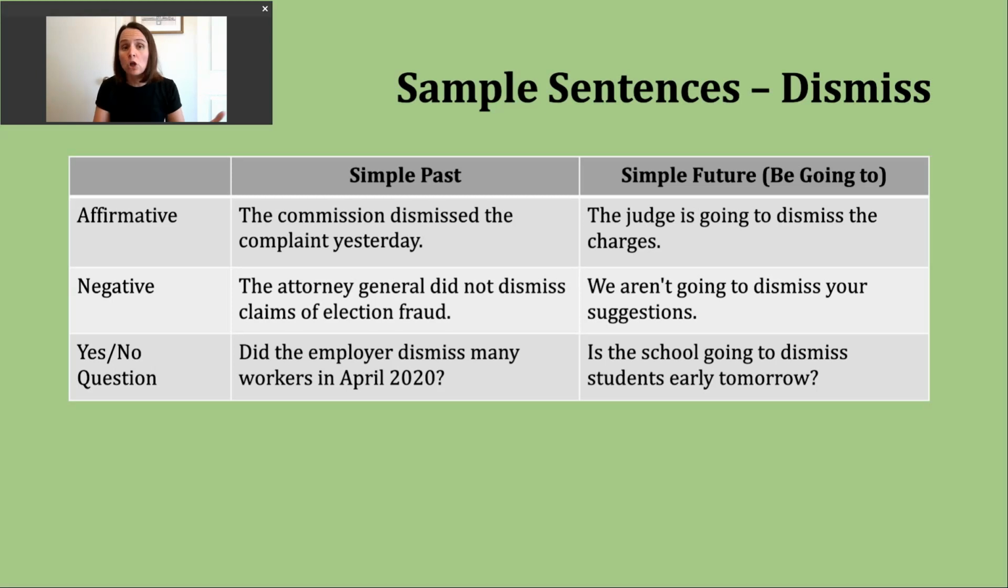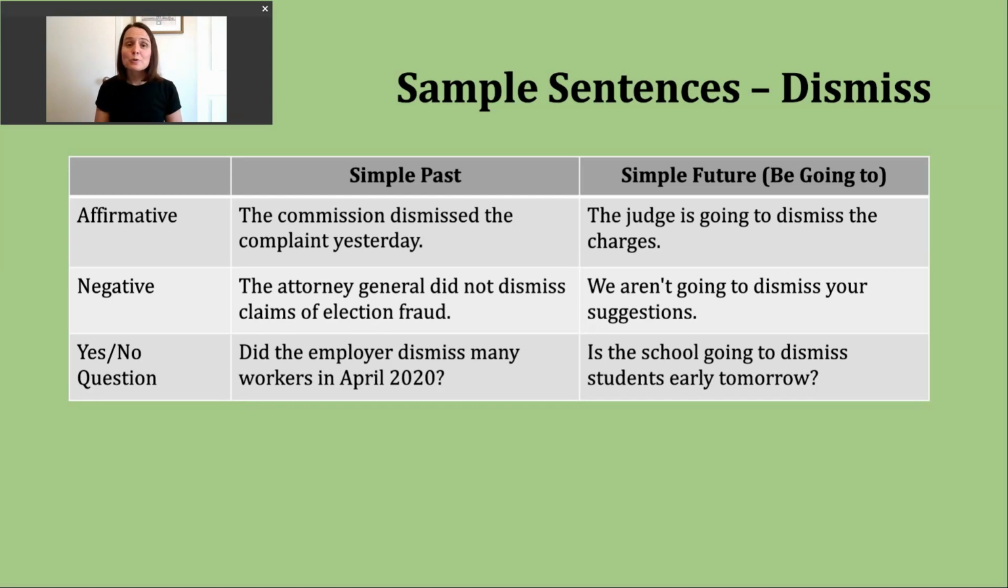particular rule or law. In the negative, in the simple past tense, we need to use did, not, and then the base verb. So we're not using the ed form in the negative. Here's another example. The Attorney General did not dismiss claims of election fraud. Okay, so again, here's another connection back to that fifth definition. But here they're saying they did not reject. So this might be a legal case that continues.